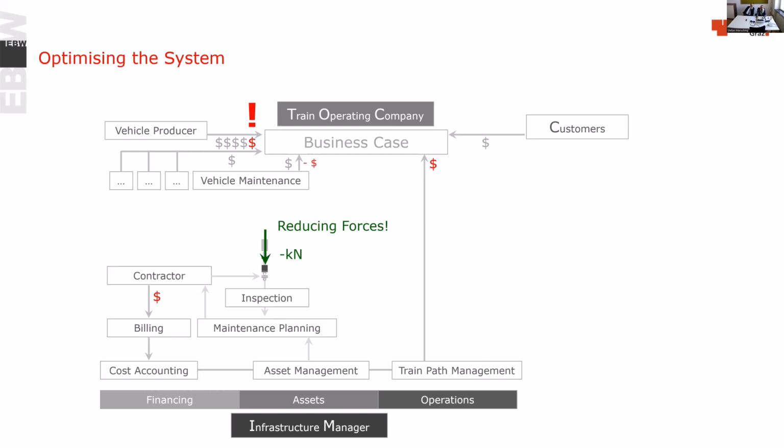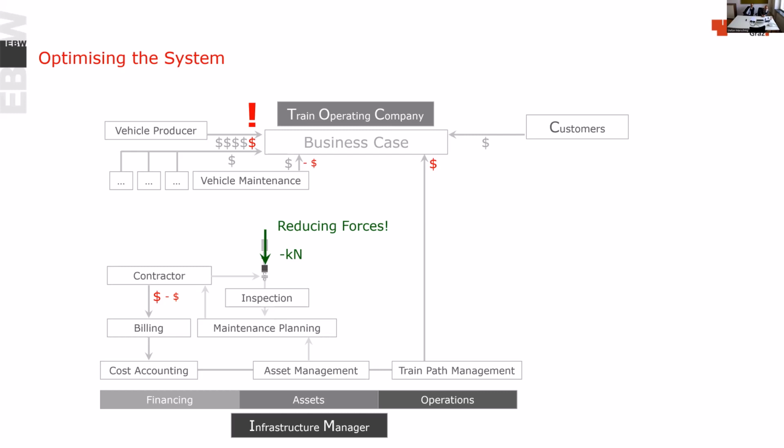But here, we would also generate maintenance savings on both sides, on the vehicle maintenance and on the track maintenance, because we're talking about track and vehicle interaction forces. And if the force is reduced, it will help both the vehicle and the track, so we have reduced costs.